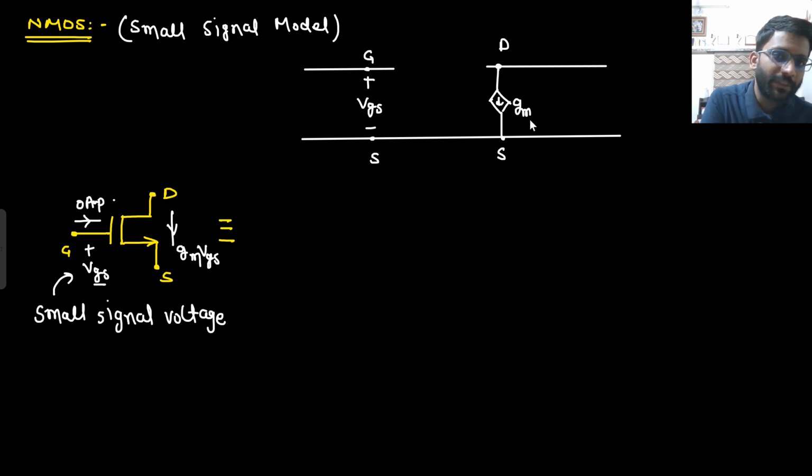Now go to the first page of our MOS physics. Now we have connected it. What did we want? We wanted a dependent current source, and this is what we have got. If you apply a VGS, you are getting GM-VGS. That's it. This is what we wanted. Say yes or no, right?